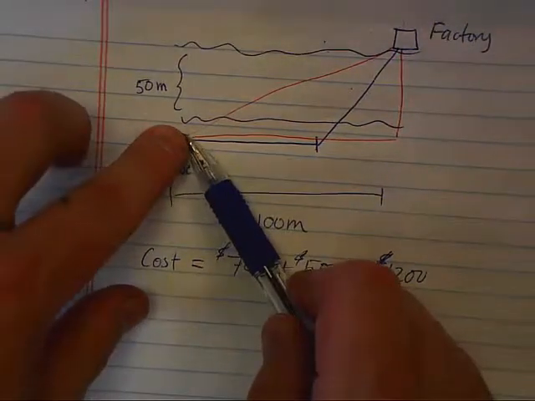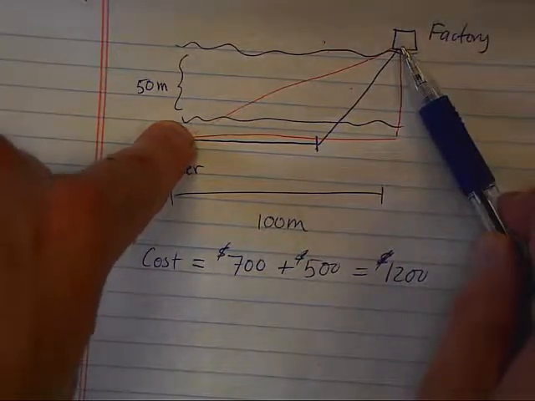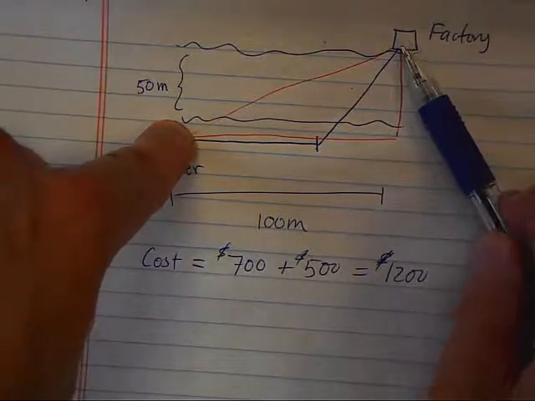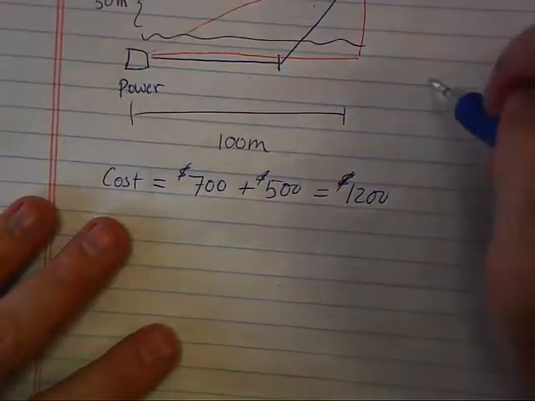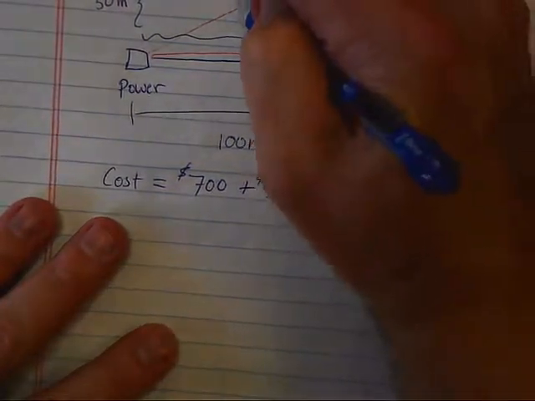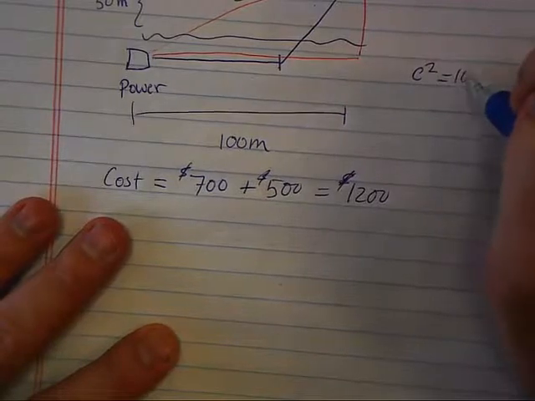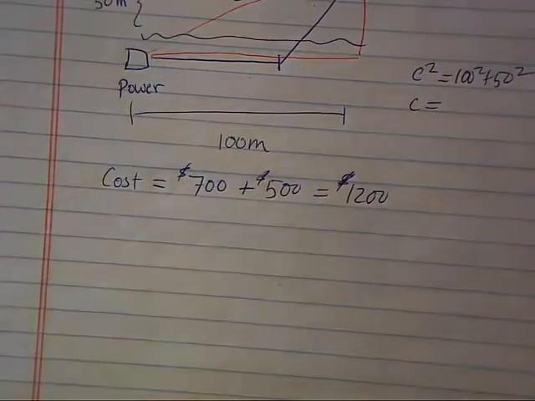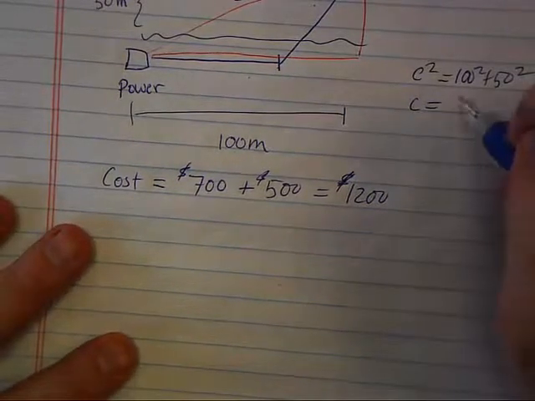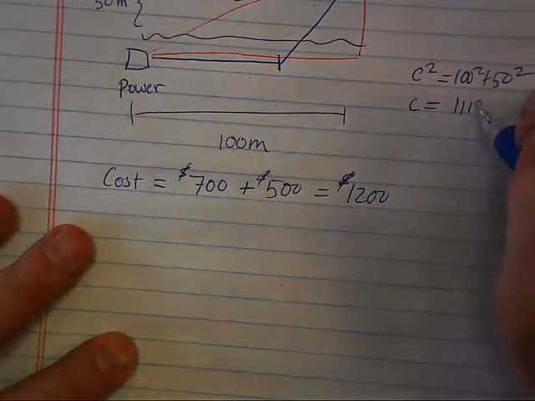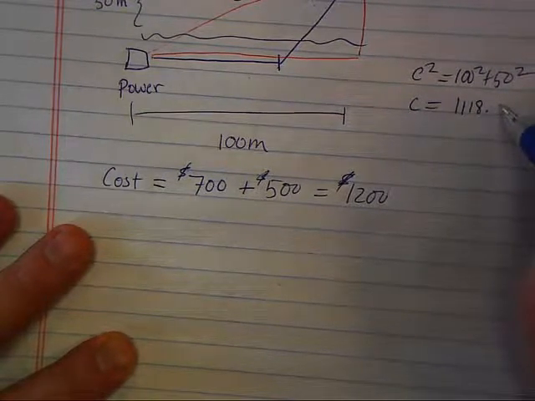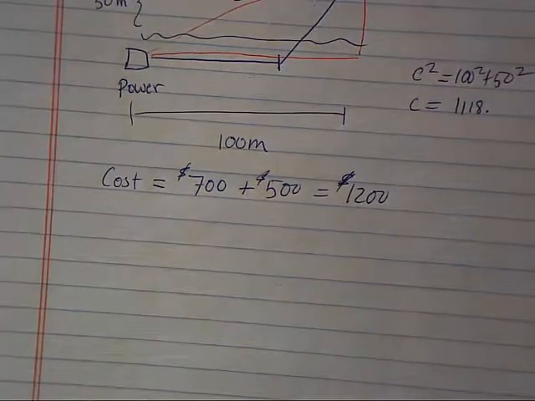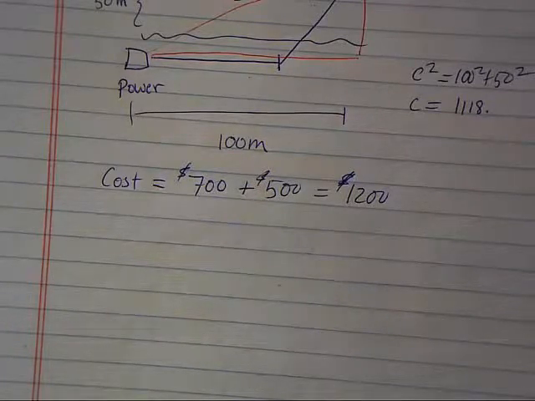What if we decide to just go this way? Then we're not laying any cable on land, are we? We do the Pythagorean theorem. I'll call that C. C squared would be 100 squared plus 50 squared. So C would be the square root of that. 111.8. We'll just call it 111.8. I'm not going to worry about the 0.03.